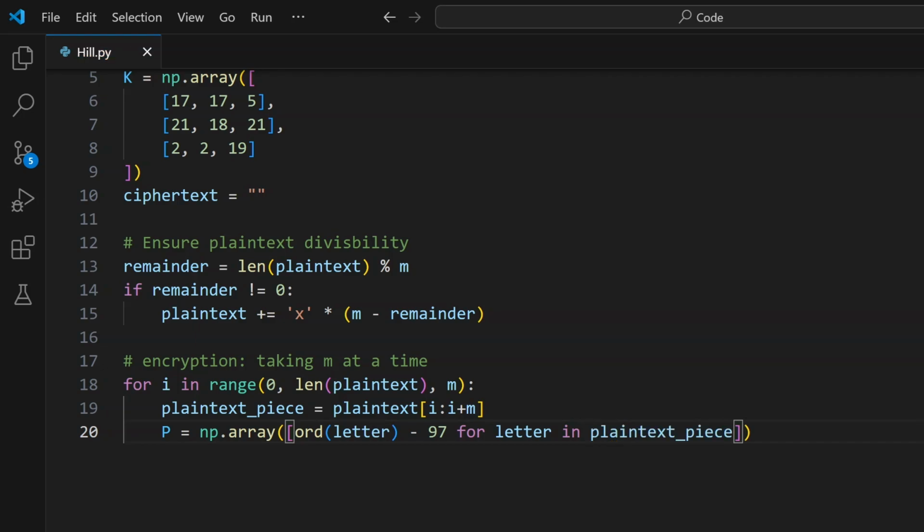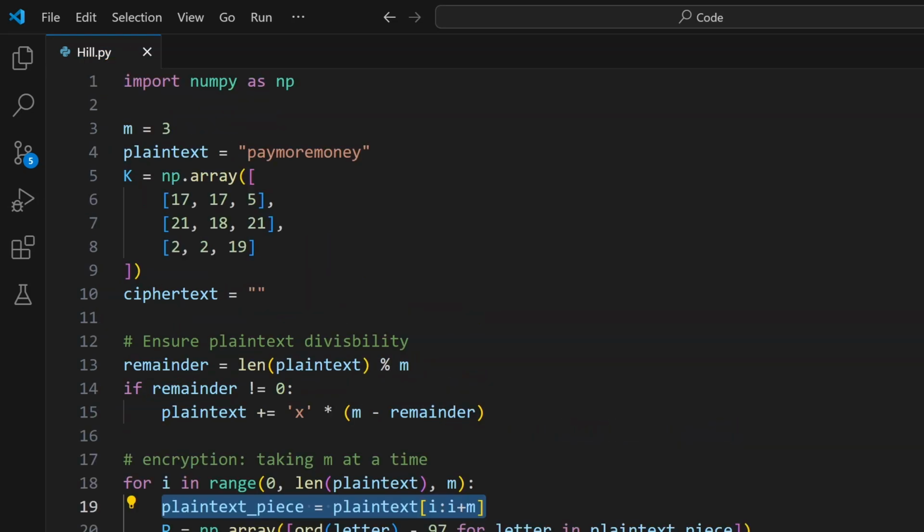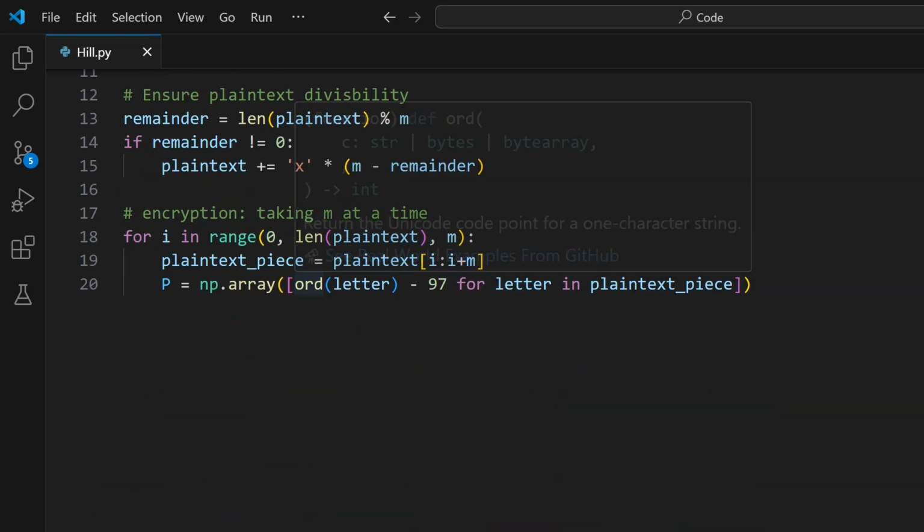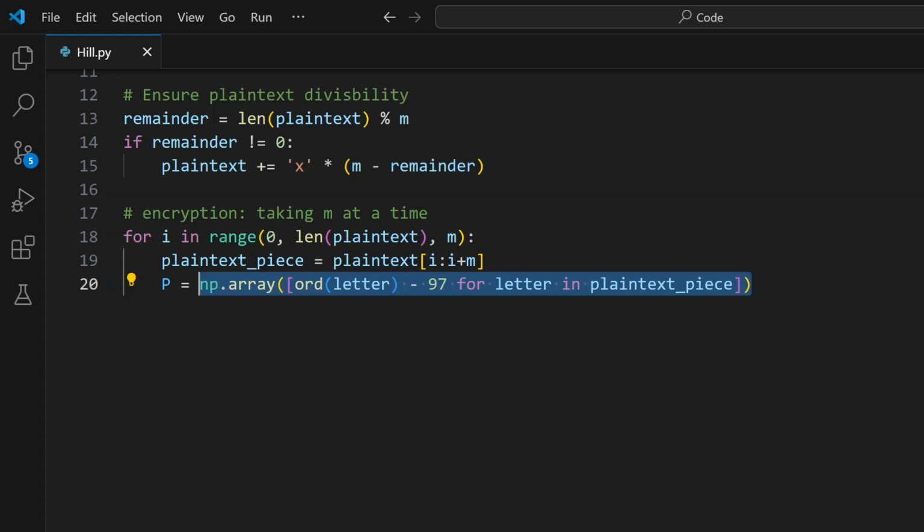So this is a piece that we just took. So not any other place. So we have a piece from the plain text, for example, pay. And for each letter there, we're going to calculate the ASCII value minus 97. And that will be contained in a list. We then convert that list into a NumPy array. And that's what this line does. And that is our P, which we're dealing with at this time.